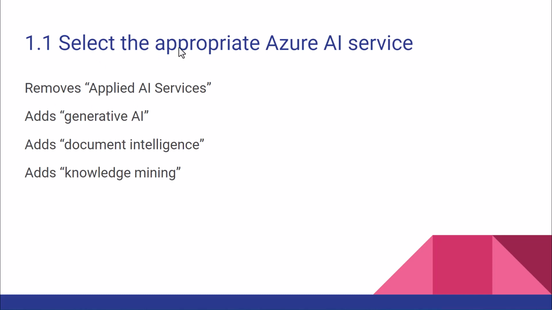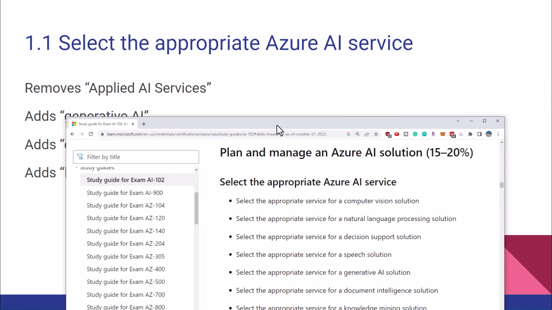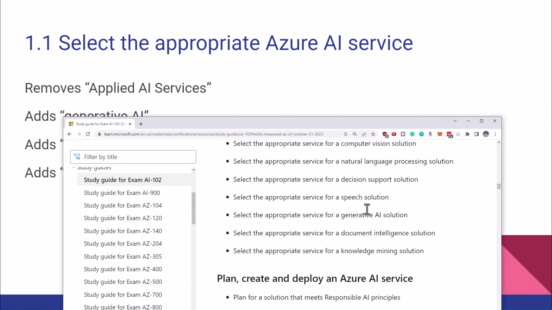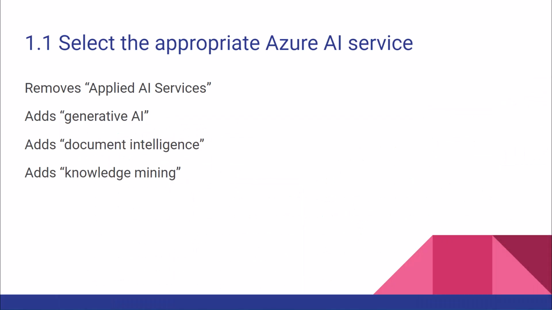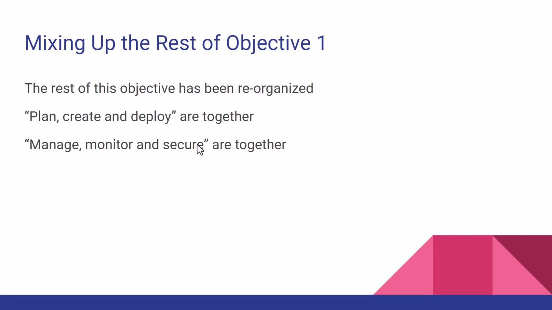The first subsection says select the appropriate Azure AI service. Microsoft has added a few additional ones, the biggest being generative AI. And yes, they're talking about the OpenAI services: ChatGPT, GPT-4, and DALL-E in terms of image generation. They also added document intelligence. And even though knowledge mining was previously on the exam, they've added knowledge mining as well. So you can see this part of the course has expanded.